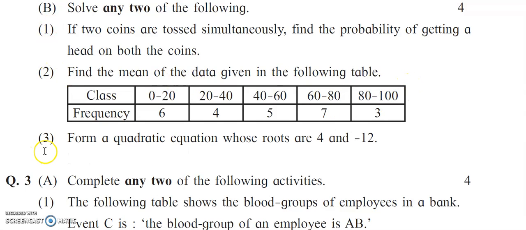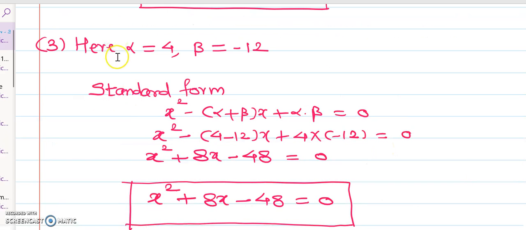Question 3: form a quadratic equation whose roots are 4 and -12. Now to find the quadratic equation, we have given here alpha is equal to 4, beta is equal to -12. The standard form of the quadratic equation is x square minus (alpha plus beta) into x plus alpha into beta equals 0.